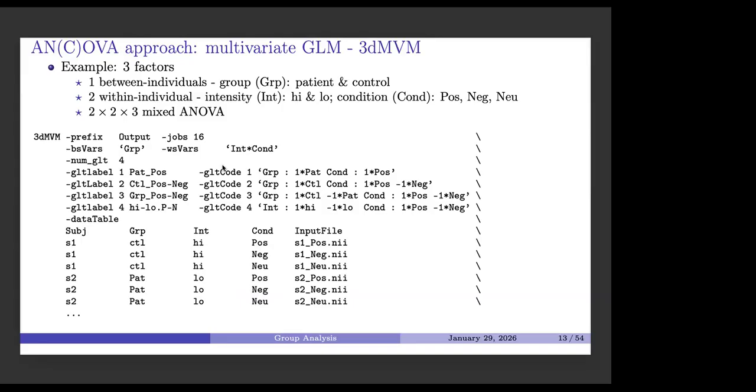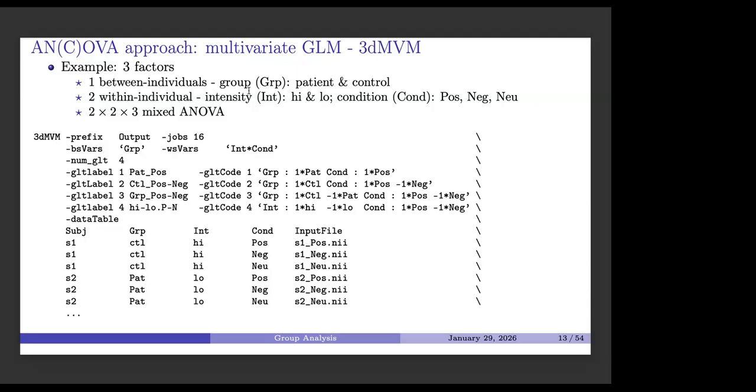Three factors. The first one is the between-individual factor group, patients versus controls. Then we have two within-individual factors, intensity and condition. Intensity has high intensity and low intensity. Then the condition factor has three levels: positive, negative, and neutral. So we can describe this as a 2 by 2 by 3 mixed ANOVA. That means three factors: the first has two levels, the second has two levels, the third has three levels.